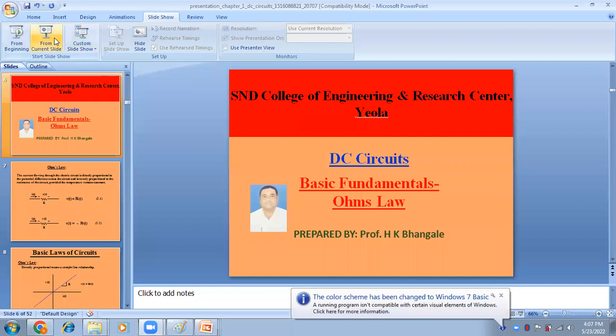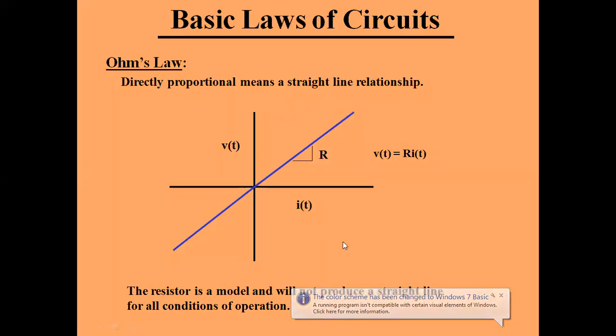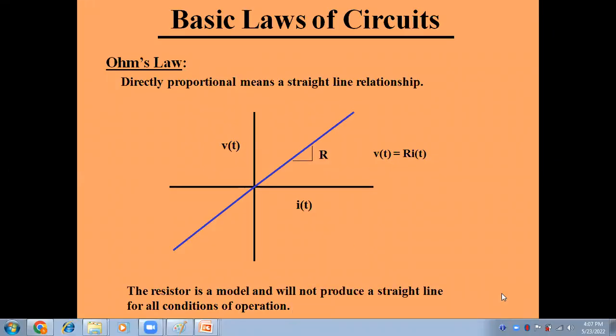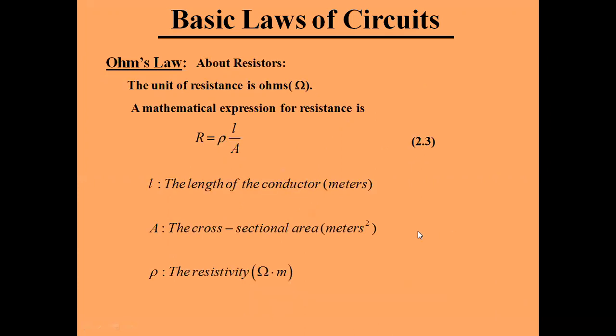Then the resistance. The resistor here is a model, and that will not produce a straight line for all conditions of operation. That depends.